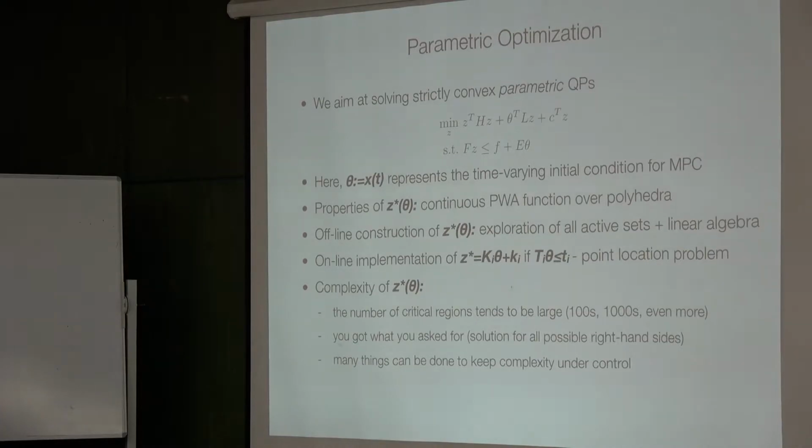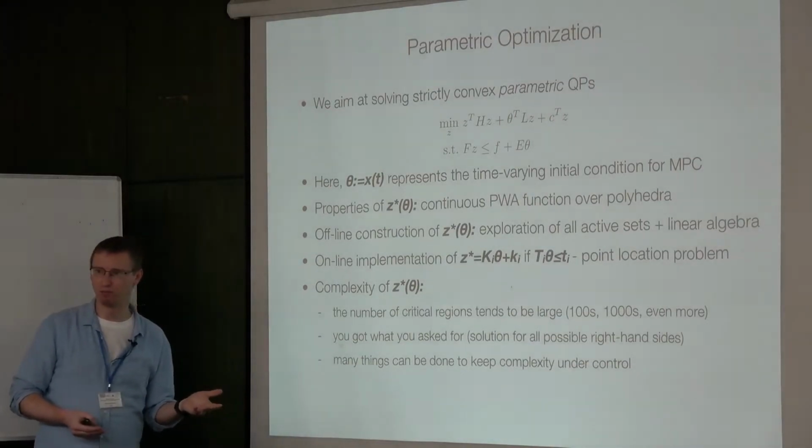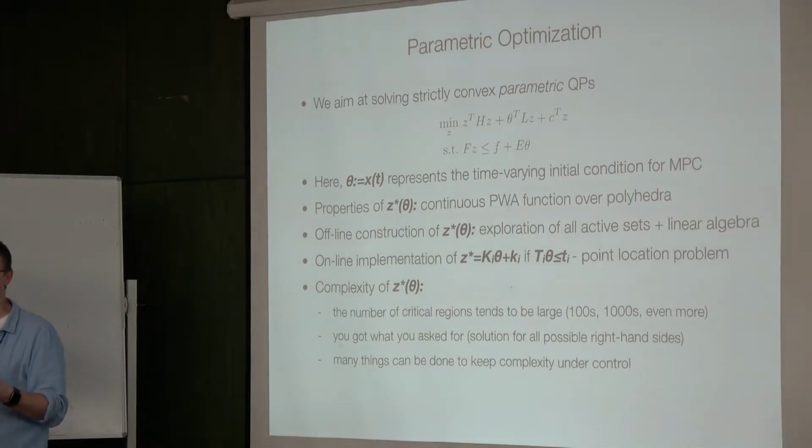That's my argument. So these kind of solutions, they are also very useful in analyzing properties of the optimization problem, like how complex is it? How complex are the relations between the optimization variables and the constraints? Okay? So basically, the number of critical regions is determined by the complexity of the problem. Yes, this tends to be large, but you simply got what you asked for.